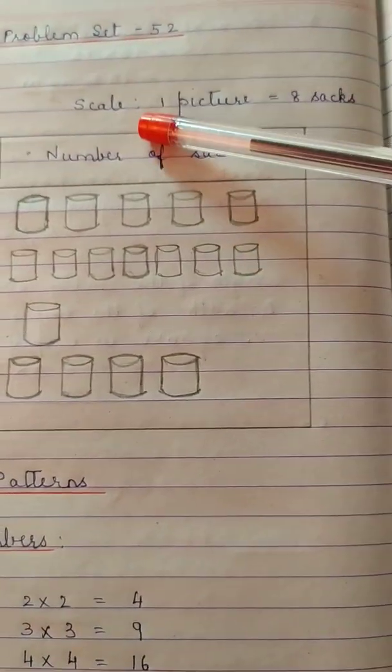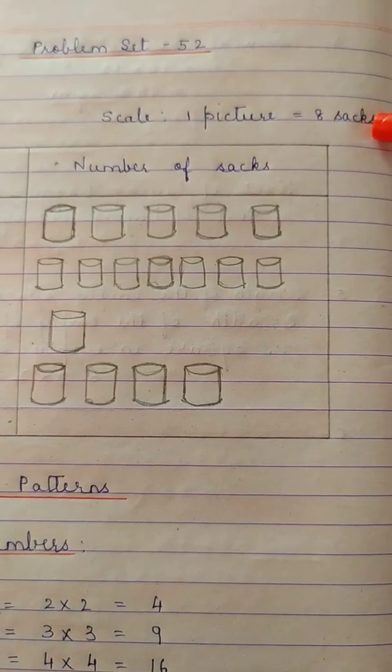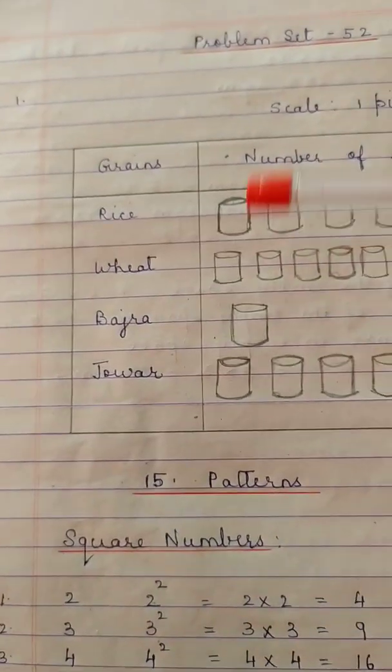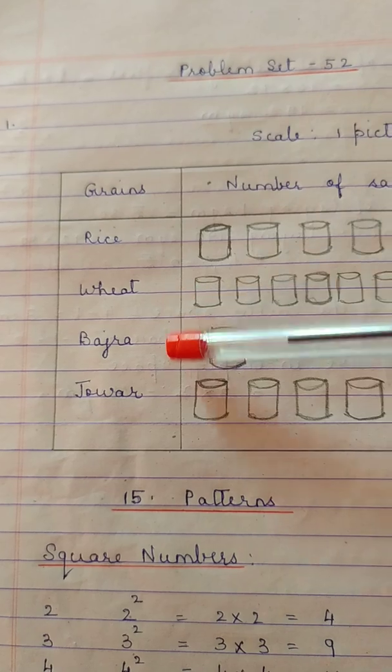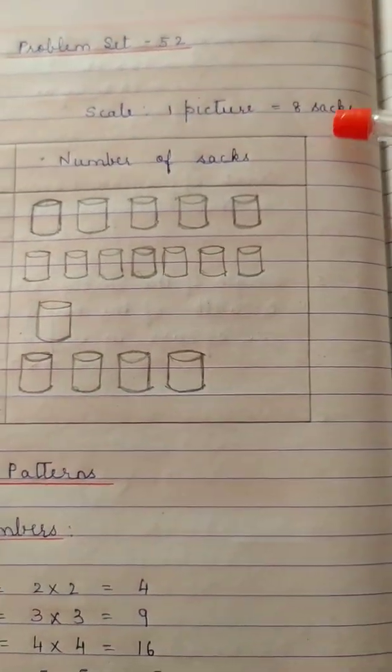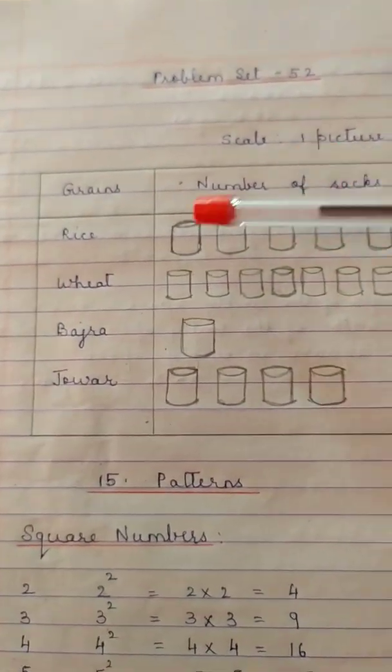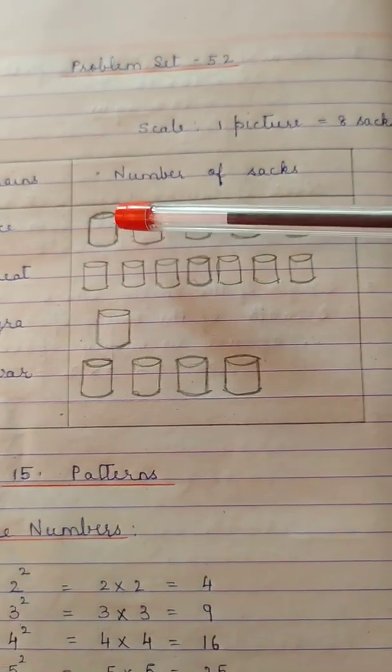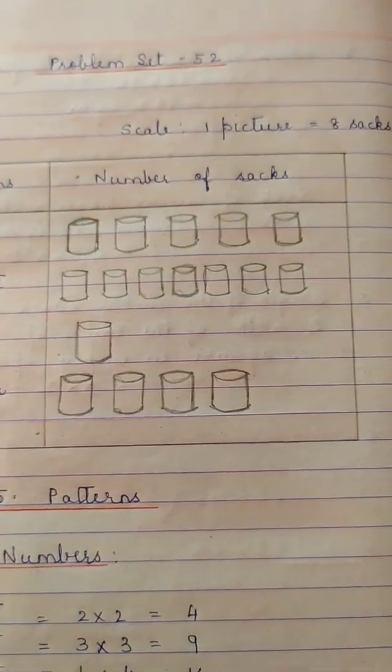Now here the scale is 1 picture equals 8 sacks. Okay. Now since these are grains, we can store them in sacks. That is why we have taken it as sacks. So the number of sacks of rice is 40. So the total number is 40.